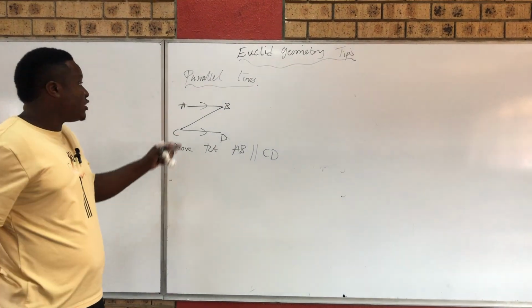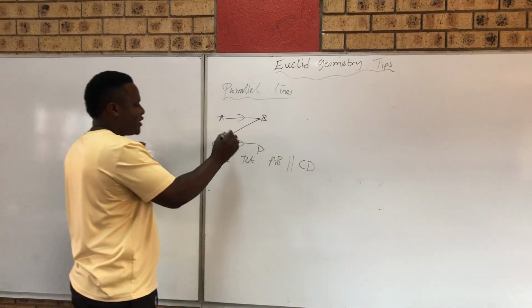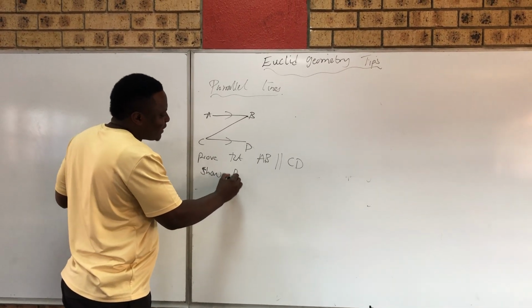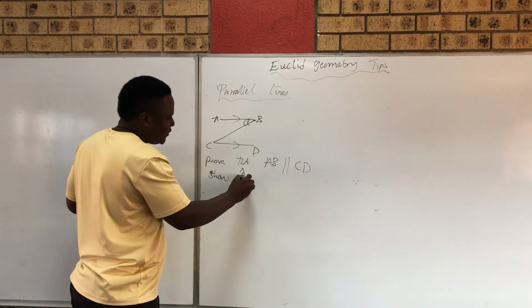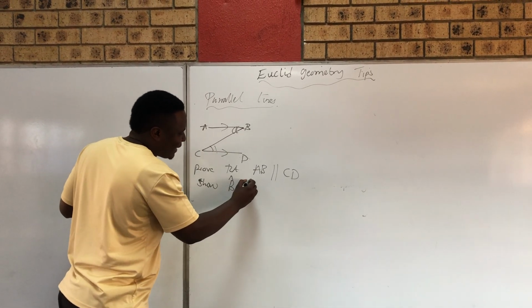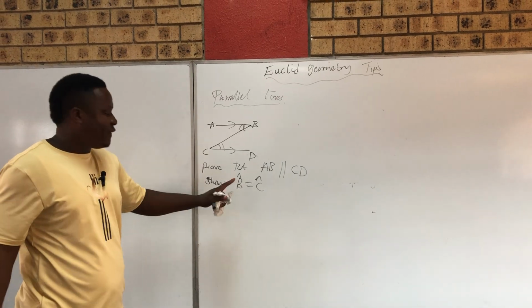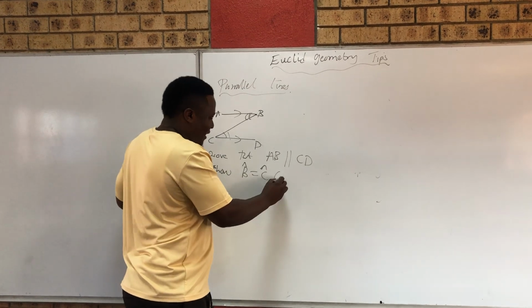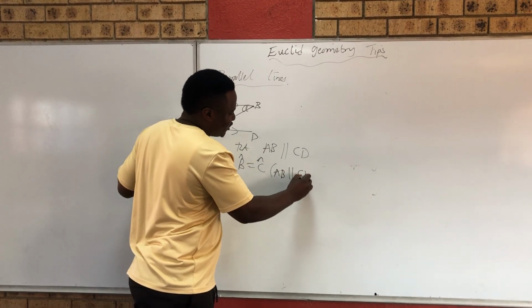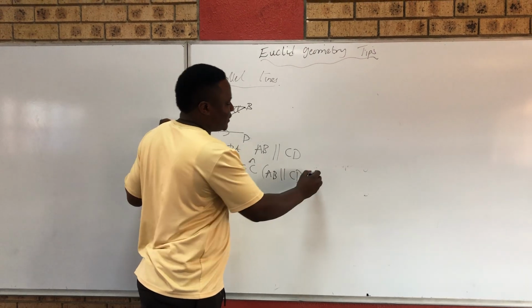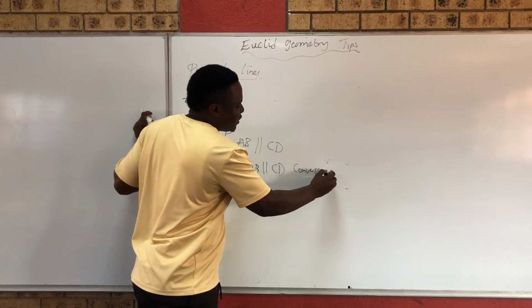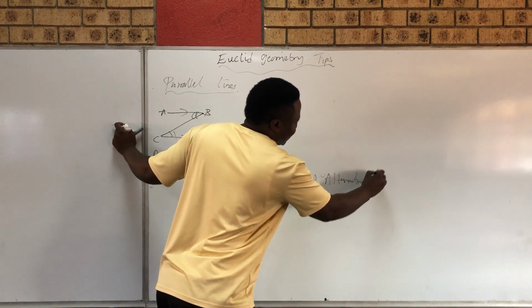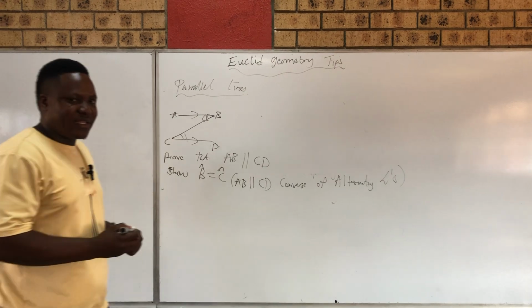If they say prove that and you have this shape, here you need to prove what? You need to show that angle B is equal to angle C. If you show this, then definitely you can conclude and say AB is parallel to CD. You give a reason: this is the converse of alternating angles. That's what you show.